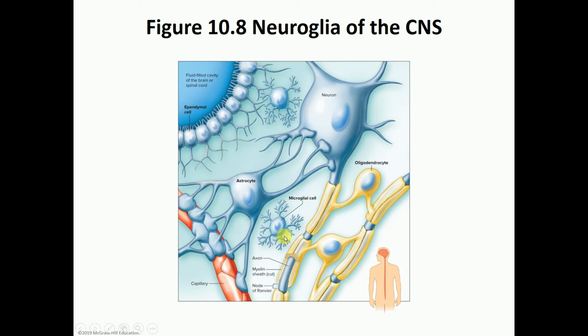Okay, so again, astrocytes help in the transformation of nourishment, so oxygen and any glucose these neurons might need, and they get rid of waste products like carbon dioxide to go back to the capillaries. So those are your astrocytes.